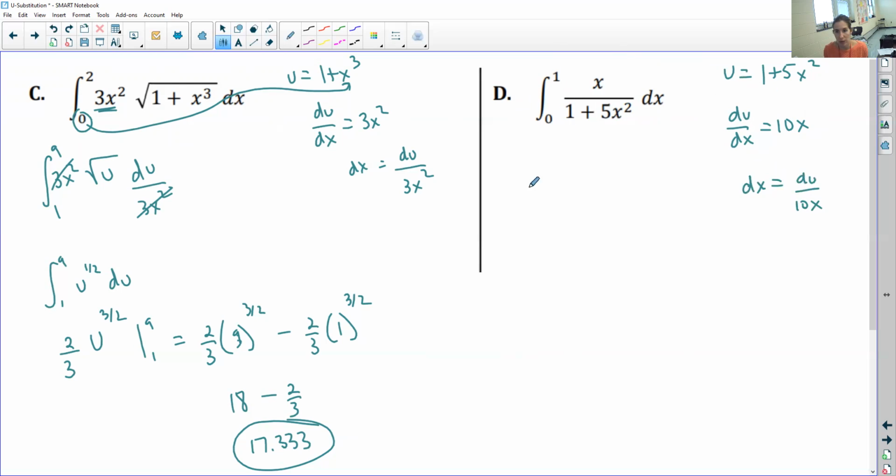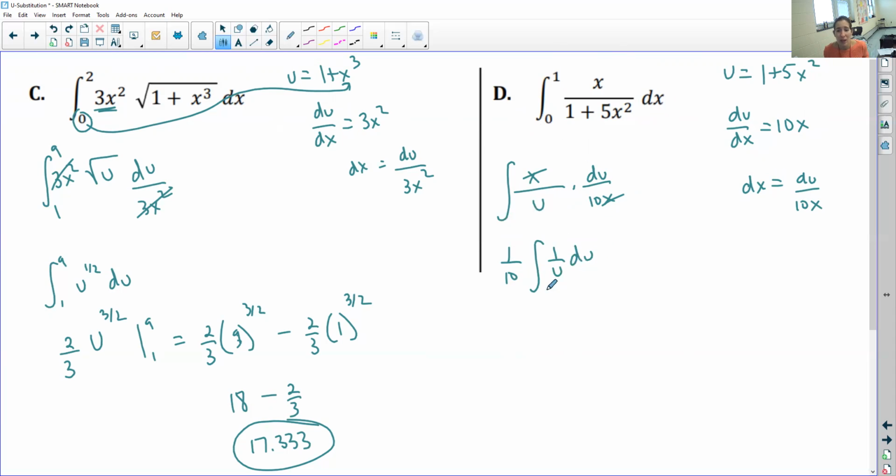So now let's do the rewriting. So I'm going to have the integral. I'm going to leave this x in the numerator for now. That's all going to be over u. And then dx is going to become du over 10x. And you can see that the x's will cancel here. So I'm going to bring this 1 over 10 to the front. And I'm going to write this as 1 over u du.